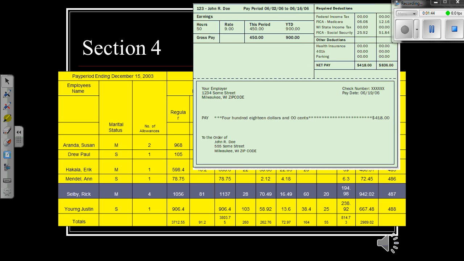So hopefully you've got a pretty good understanding about how this all works. So when we move on to the second part of the payroll, chapter 13, we begin to record in the general journal and the cash payments journal the payment of the checks, and then also the journalizing of all the taxes.